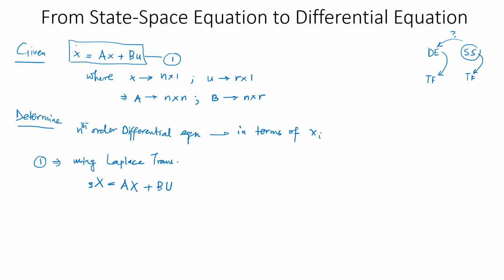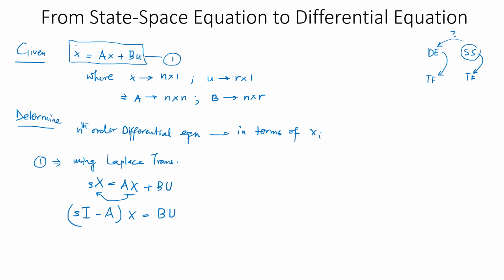Now in that case, you have seen this already: when we take this A to the other side so that you can take the x common, that's the beauty of Laplace transformation. It transforms the differential equation into an algebraic equation that you can easily manipulate. So it is going to be sI minus A, and then obviously you can take the x common from there, to be equal to B times u.